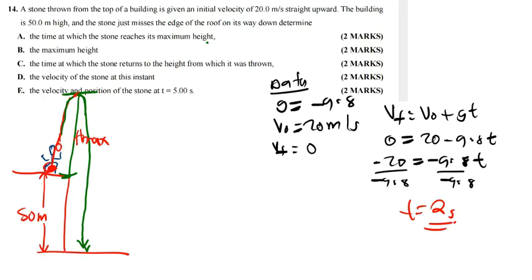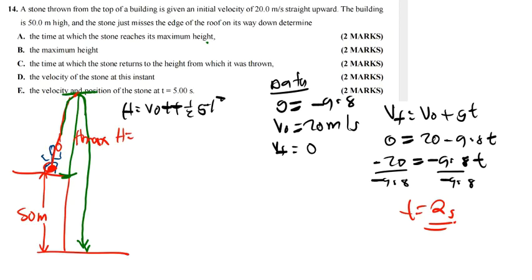So 2.04 is our time. Another question, the maximum height. Since we have everything now, we have the time, but I want to explain one thing. Here I can use this formula, H is equal to V initial times T plus half GT squared. But okay, let's first find the answer.